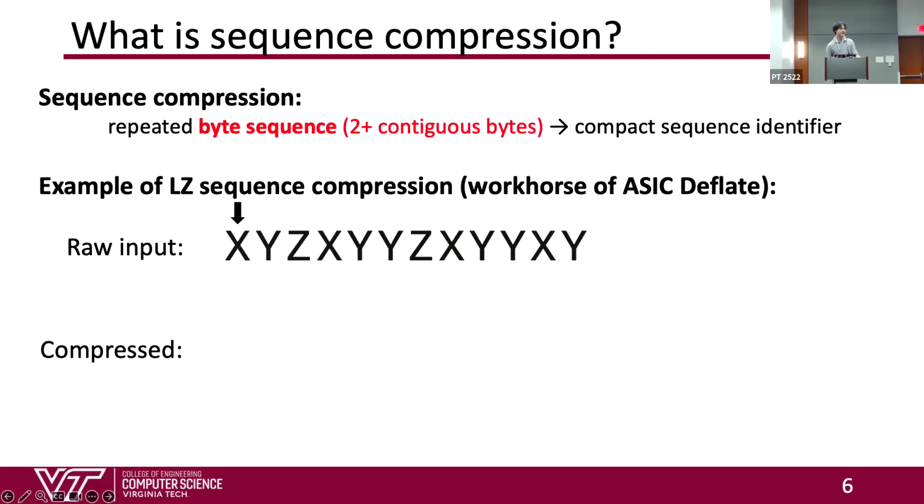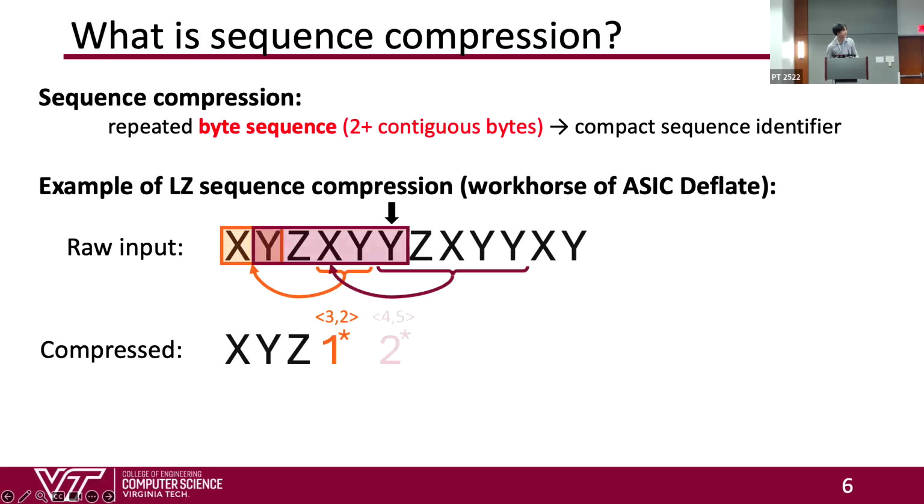So a sequence is any 2 or more contiguous bytes. And the workhorse of all of these sequence compression algorithms I showed on the last screen is LZ. The way that LZ works is it looks for a match of a prior sequence, and it usually encodes this with a pointer. In this case, the 3-2 represents look 3 bytes back, copy 2 bytes. And this can just go on until you have properly compressed the data. And you can see how this can be very, very efficient at eliminating redundancy in data.